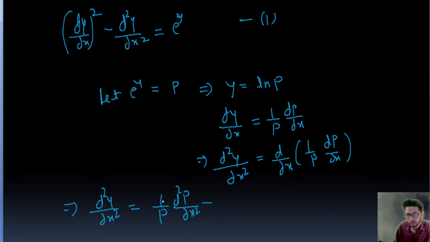So differentiation of 1 upon p is minus 1 upon p square, simple differentiation, and then dp upon dx is also there, right? So this is dp upon dx whole square. Okay, so this is the value of d2y over dx square, simple differentiation guys. Now what we are going to do is put the value of dy over dx and d2y over dx square in equation 1.